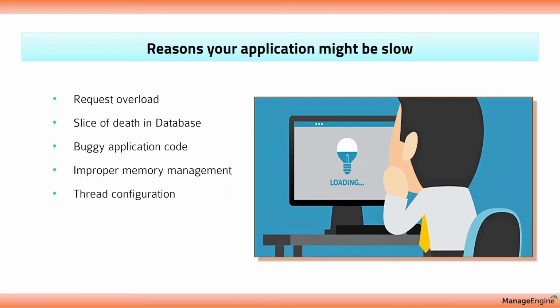Similarly, there could be an issue with the database, and the issue might occur due to multiple reasons, probably improper schema design and slowness. If the query is not optimized properly for any reports, that's the case where you might have an issue with your database. And buggy application code is also one of the primary reasons for your application slowness.